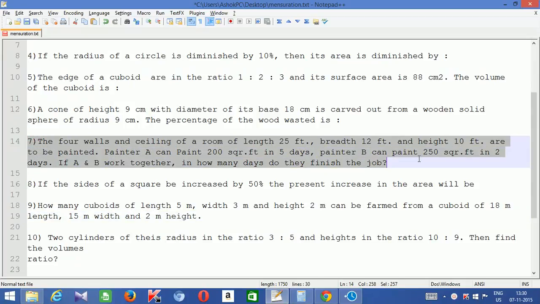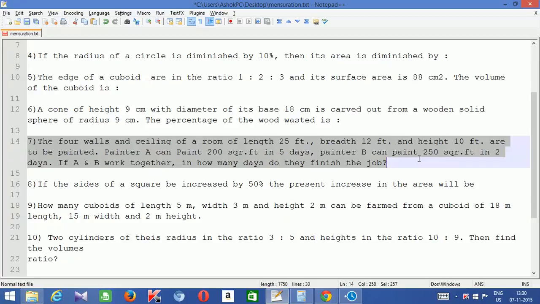There are 4 walls and a ceiling of a room of length 25 feet, breadth 12 feet and height 10 feet, which are to be painted. Painter A can paint 200 square feet in 5 days. Painter B can paint 250 square feet in 2 days. If A and B work together, in how many days do they finish the job? This is the question. Fine.